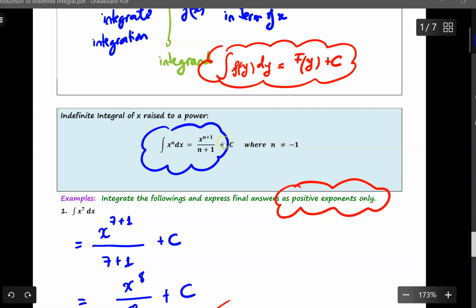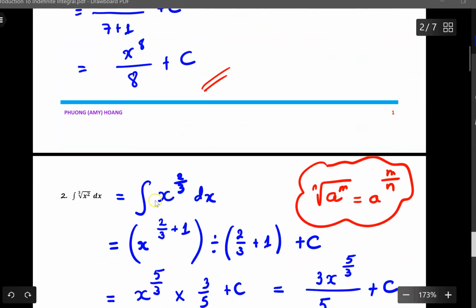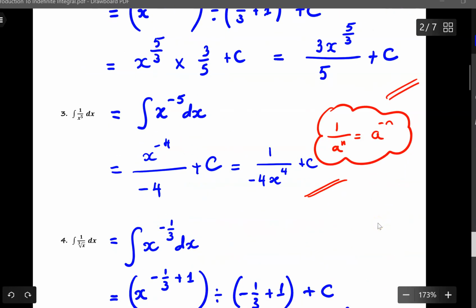Obviously, if you take -1 and add 1, it turns into a 0. You cannot divide by 0, okay? Because division by 0 is undefined. Then we went over a few examples of very basic functions, where we raise x to a certain power. At the same time, we reminded ourselves of converting between radical and exponent.